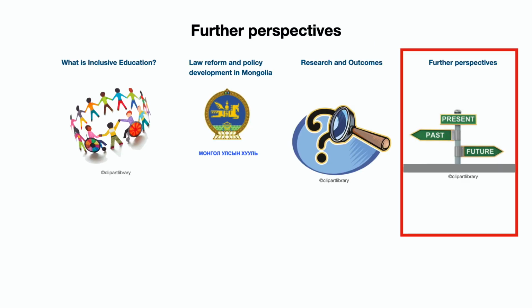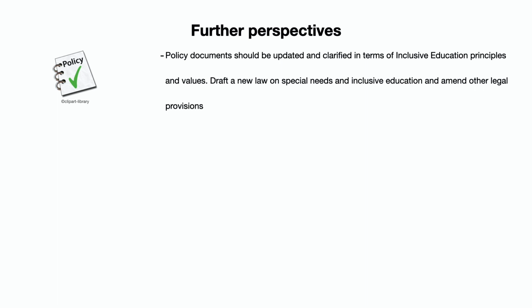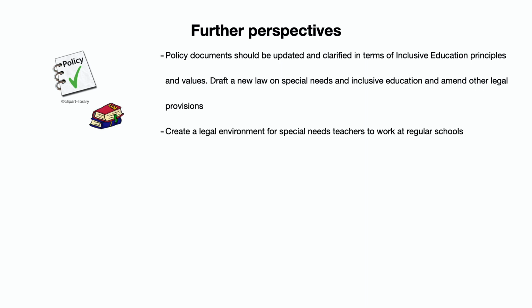So what are the further perspectives on disability policies? Policy documents should be updated and clarified in terms of inclusive education principles and values. A new law on special needs and inclusive education should be adopted and other legal provisions should be amended. Training programs should be updated and include pre- and in-service teacher training in inclusive education. For each program, methodology textbooks and guidebooks on inclusive education should be developed or translated, and practice should be provided within each course.